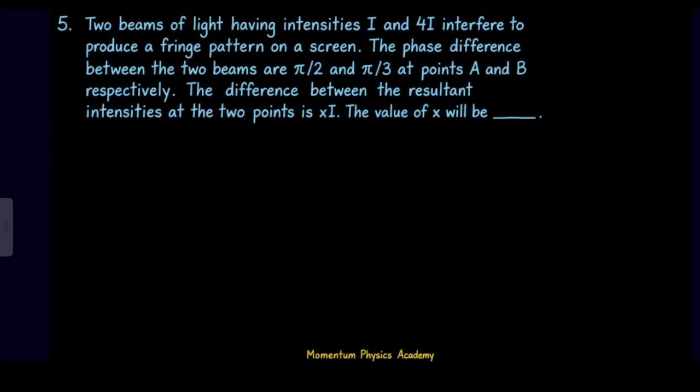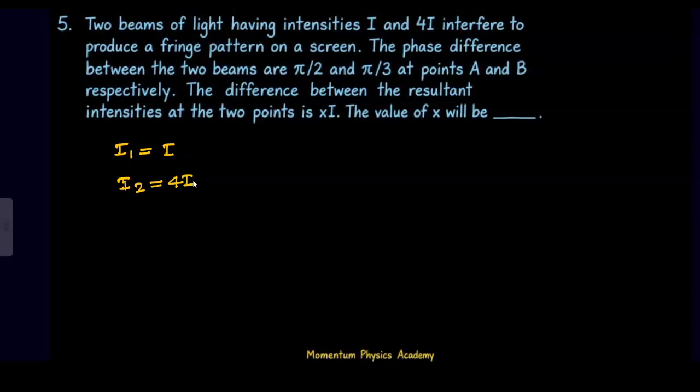Two beams of light having intensity I and 4I interfere to produce a fringe pattern on a screen. The phase difference between the two beams is pi by 2 and pi by 3 at A and B. Find the difference between the resultant intensities. Now, I1 is given as I, and I2 is given as 4I.